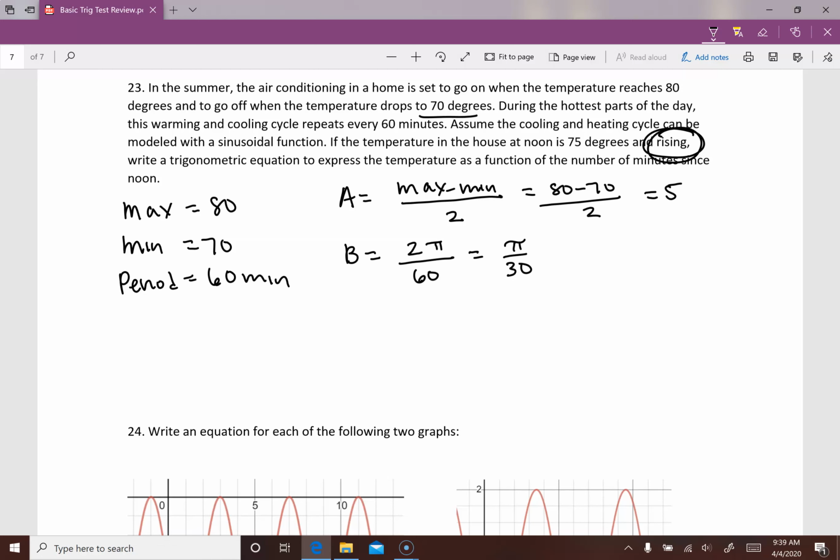Okay, next up is our D, or our midline. Our midline is going to be the average of our max and our min, so that's going to be 70 plus 80 divided by 2, which is 150 divided by 2 is 75.